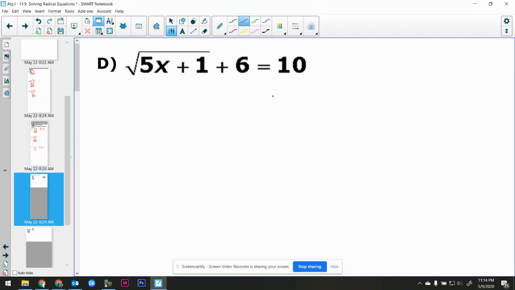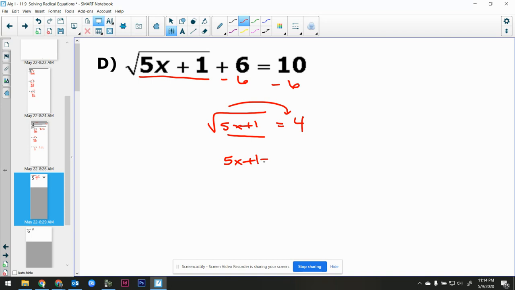Ooh, this looks big and bad, but it's not so bad. Is the square root isolated? No. I can't break into this 5x plus 1 until I get this 6 to go away to get 4. And now I can break in to get this 5x plus 1. I just have to square the opposite side to get at it. So I go 5x plus 1 is equal to 4 squared, which is 16.